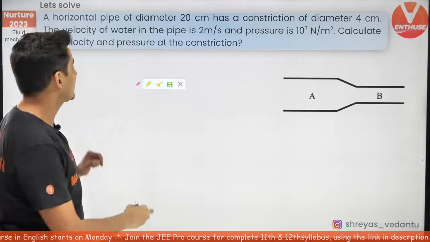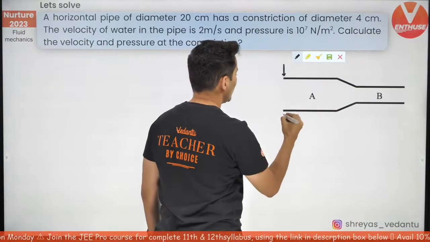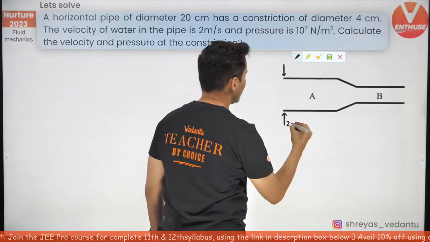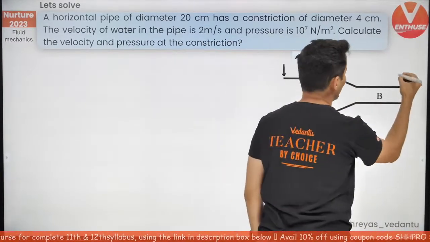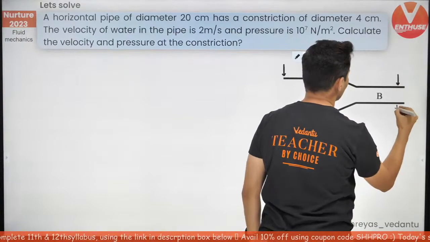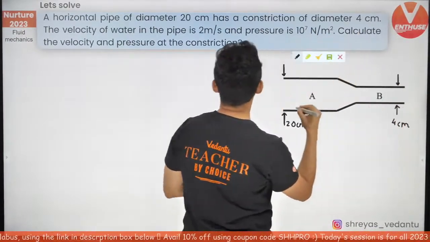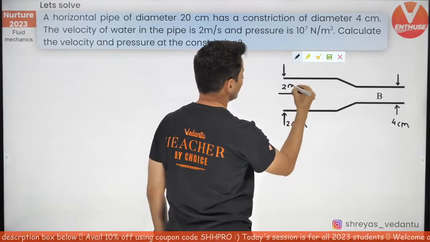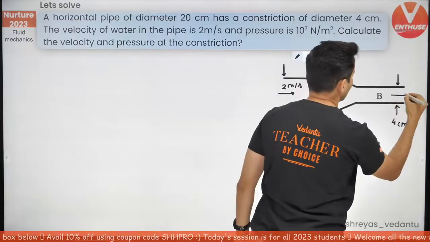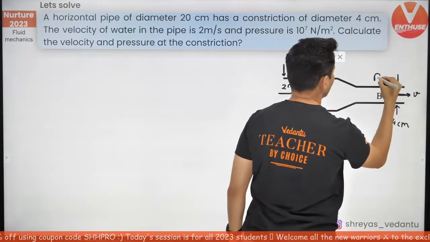The diameter is 20 centimeters. Interesting. So this is the diameter, which is basically 20 centimeters. Constriction, that means a narrow point. So this is nothing but how much? 4 centimeters. Perfect. And here the speed is 2 meters per second. The question is, what is the speed here and what is the pressure at this point?